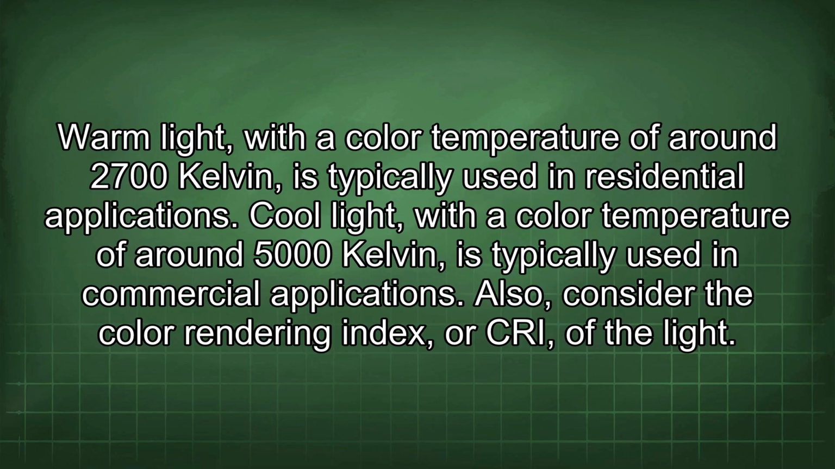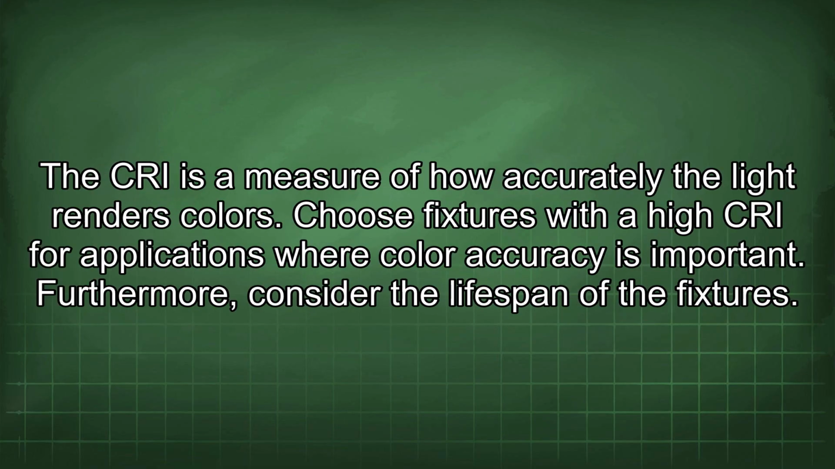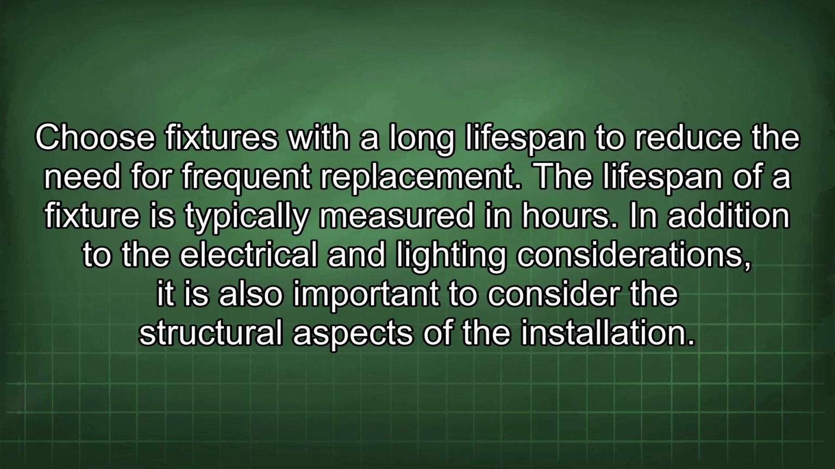Also, consider the color rendering index, or CRI, of the light. The CRI is a measure of how accurately the light renders colors. Choose fixtures with a high CRI for applications where color accuracy is important. Furthermore, consider the lifespan of the fixtures. Choose fixtures with a long lifespan to reduce the need for frequent replacement. The lifespan of a fixture is typically measured in hours.